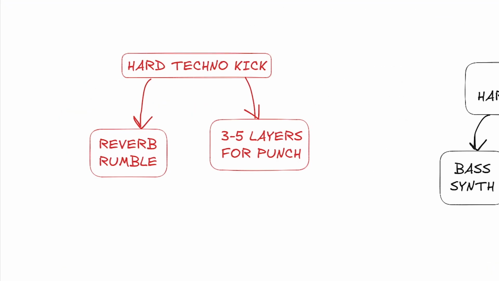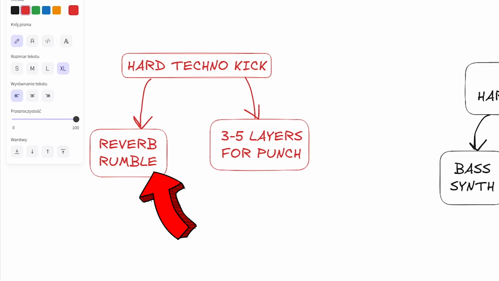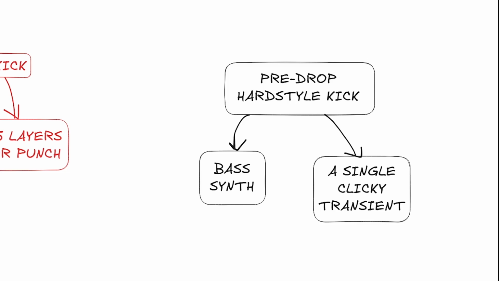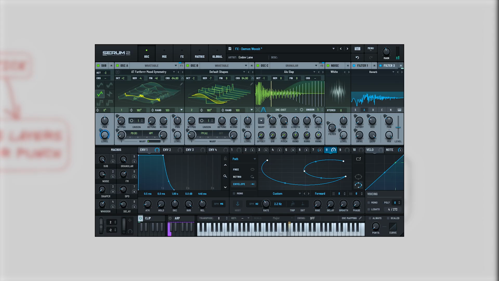You see, typically the low end in hard techno comes from the reverb rumble. It gives a great rhythm, but rumbles don't sound metallic and sharp. Our hardstyle kicks will use instead wavetable synths, like Serum or Vital.